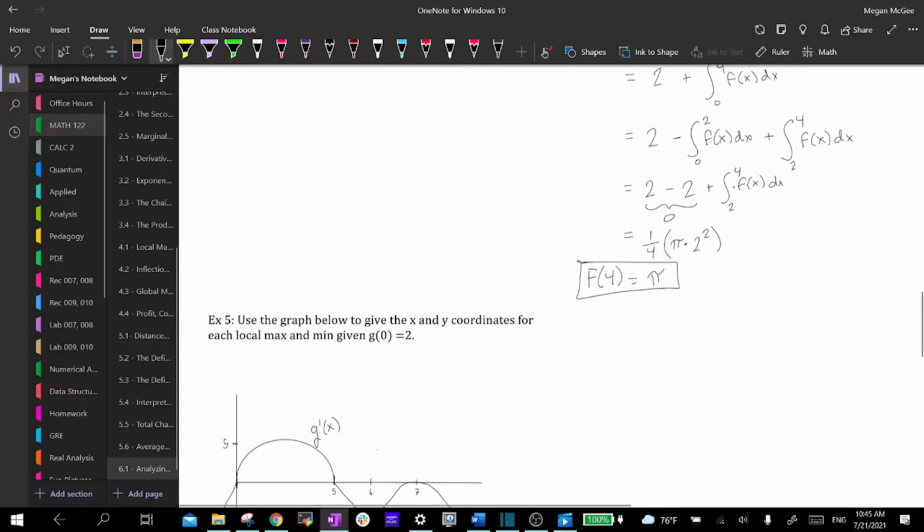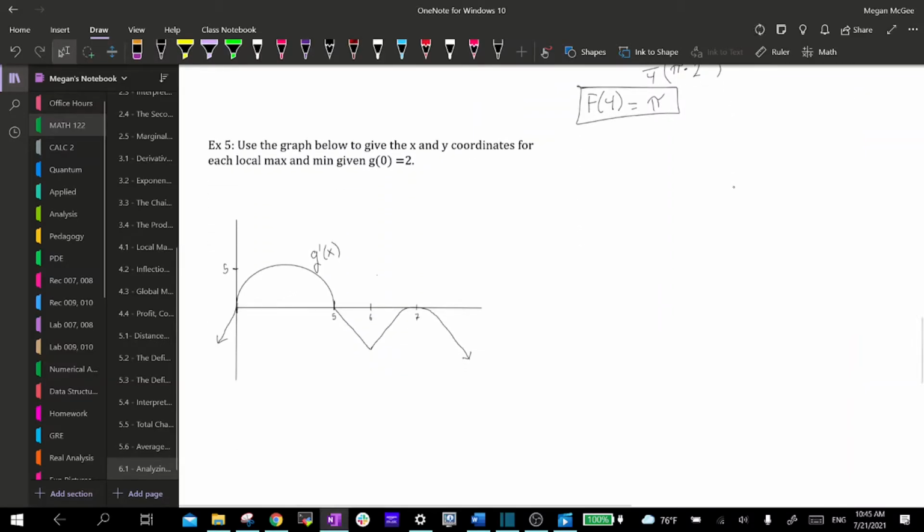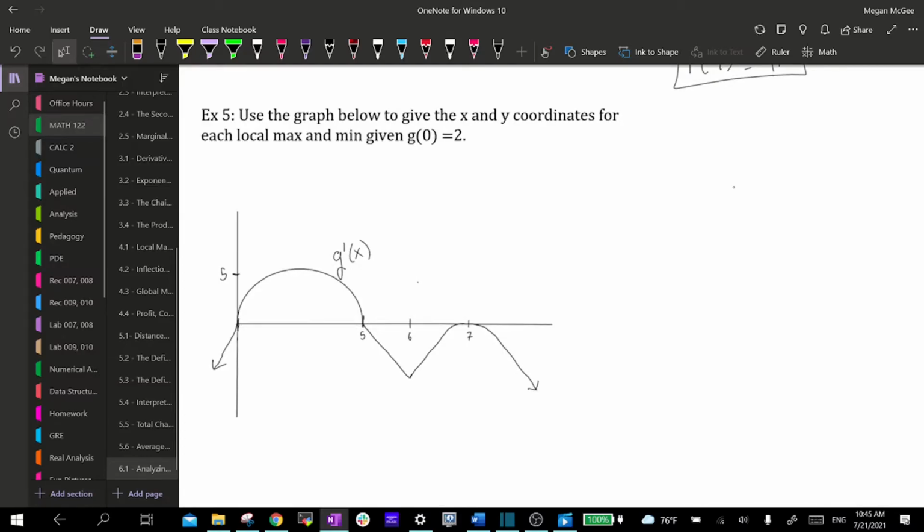All right, moving on to example 5. We're supposed to use the graph below to give the x and y coordinates for each local max and min. And then we're also given that g of 0 is equal to 2. So in this case, we are given the graph of our derivative. Okay, so we're given g prime of x. And we need to find the x and y coordinates for each local max.